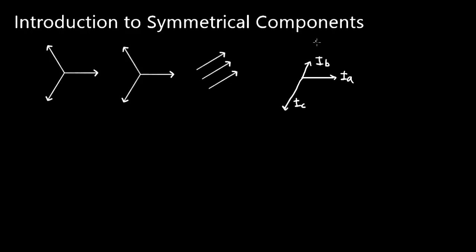And so the technique of symmetrical components basically tells us that we can decompose this set of three-phase vectors into three different sets of balanced vectors. In other words, we can represent this three-phase set of vectors with these sets of balanced vectors. These are what we're going to call the sequence components, and they're going to be called the positive sequence, the negative sequence, and the zero sequence here on the right.